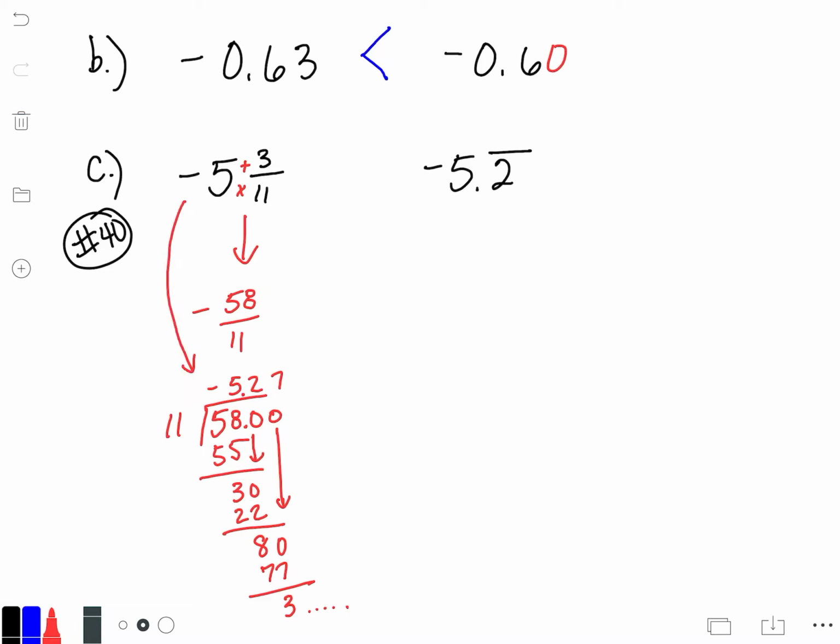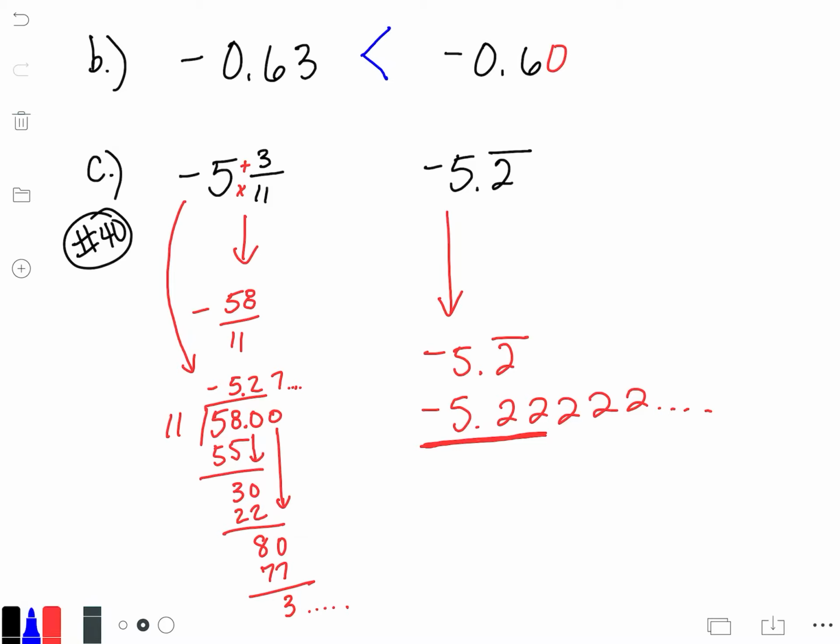this negative 5 and 3/11 is the same thing as negative 5.27 something, something, something. And I'm comparing it to negative 5.2 repeating. And so this would be the same as negative 5.22222. That goes on forever. So if we stop this and we're looking at the first 3 digits, and let me change my color actually. We're looking at negative 5.22 and negative 5.27. Technically, this first number, your negative 5.27, is just a little bit smaller than your negative 5.2 repeating.